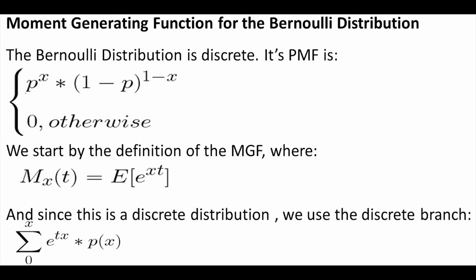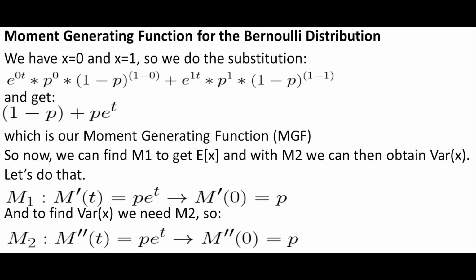With a Bernoulli, we have a discrete distribution. So we use the probability mass function and multiply it by e to the xt. Since we have two outcomes in the Bernoulli, remember that n is equal to 1, so you throw the coin once and the experiment is over. So since we have two outcomes, either 0 or 1, we add both and get 1 minus p plus p times e raised to the t. This is our moment generating function.